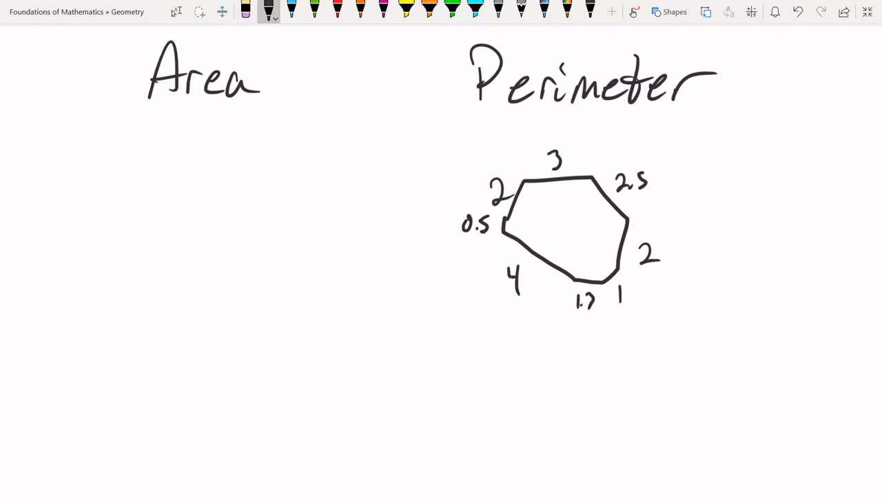The area, however, is asking the question: how many 1x1 square units? That could be either inches, feet, centimeters, meters, whatever unit of distance you want. How many 1x1 unit boxes fit in the polygon? That's really what we're asking with area.